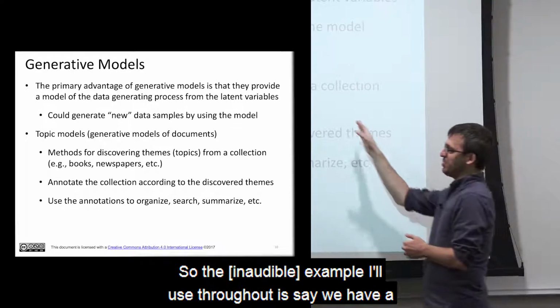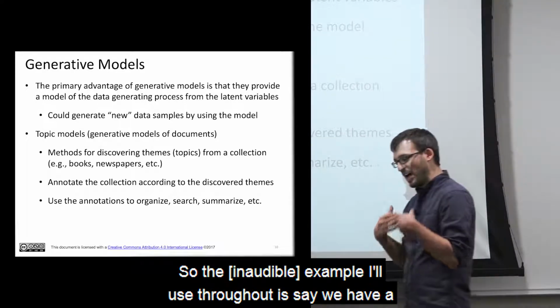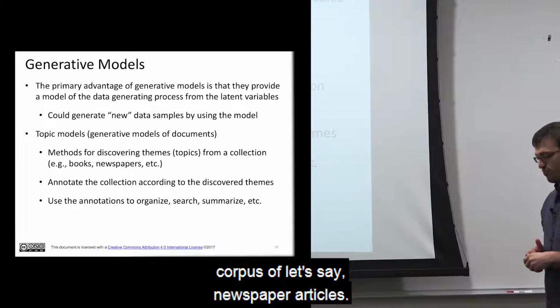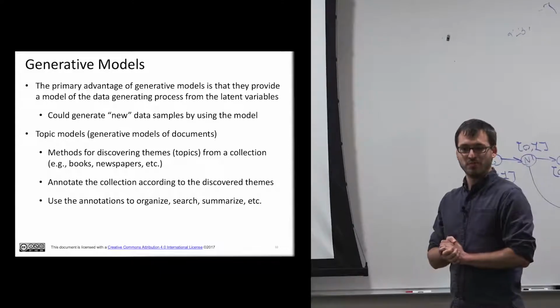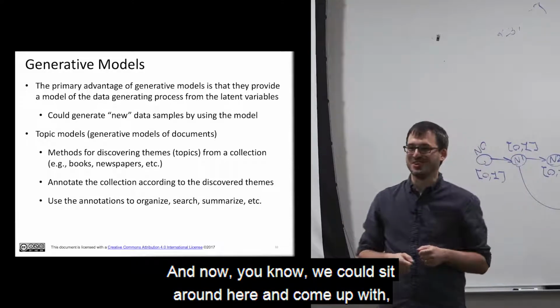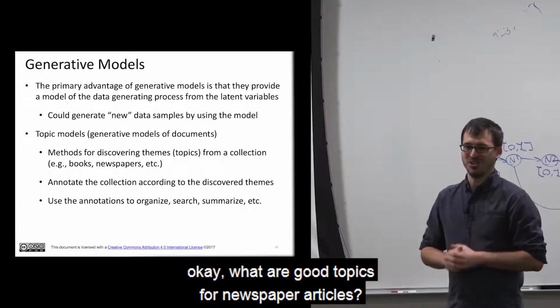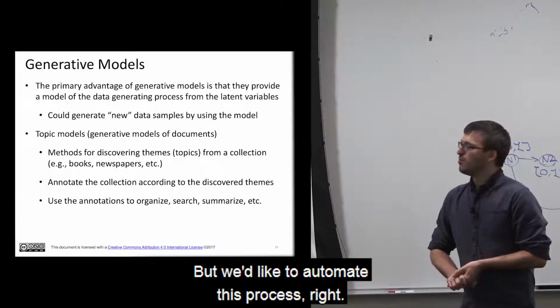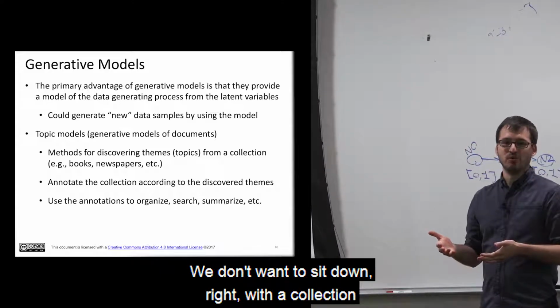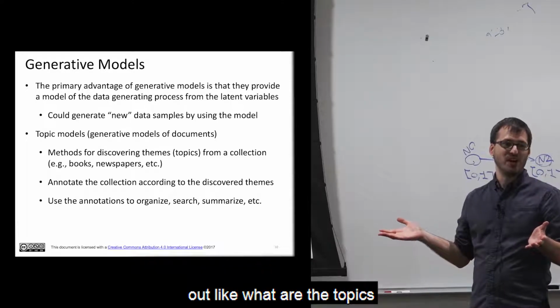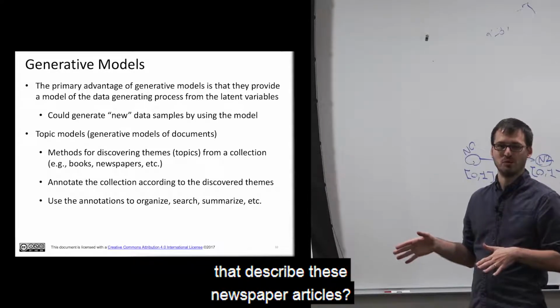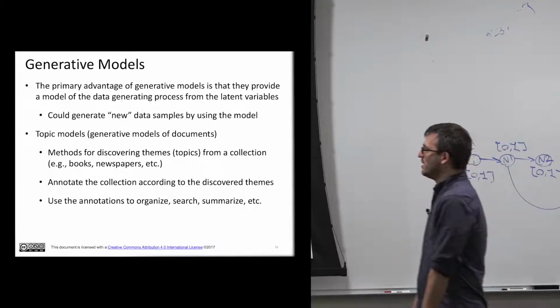So the motivating example I'll use throughout is, say we have a corpus of, let's say, newspaper articles. We'd like to divide them into topics, right? And now we could sit around here and come up with, OK, what are good topics for newspaper articles? Politics, sports, et cetera, right? But we'd like to automate this process, right? We don't want to sit down with a collection of 1 million newspaper articles and figure out what are the topics that describe these newspaper articles. We'd like to automate it.